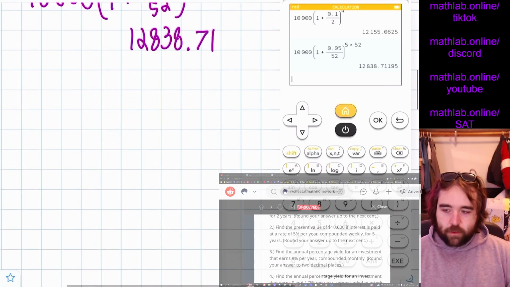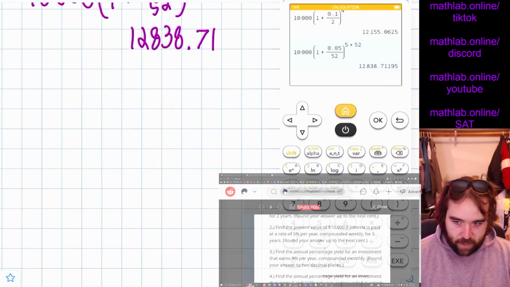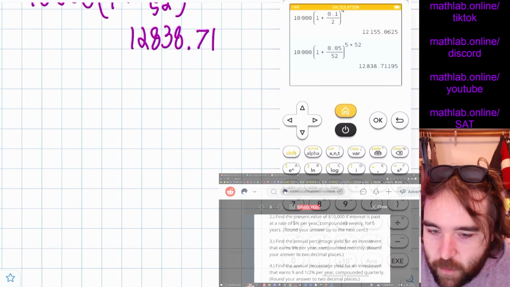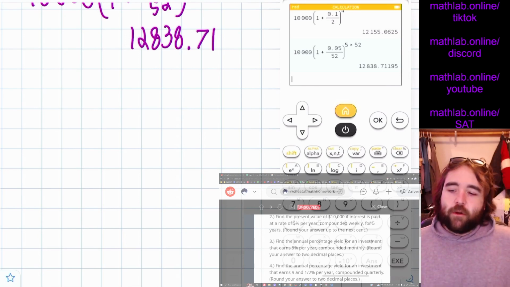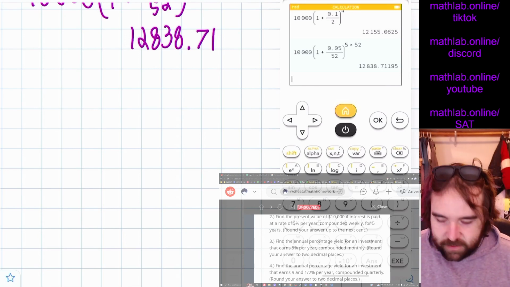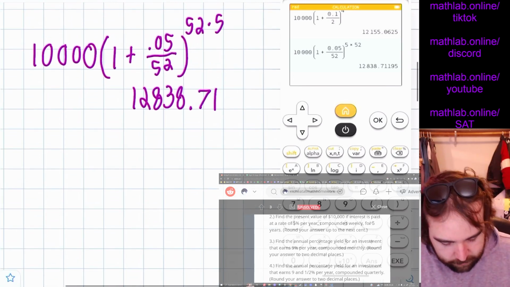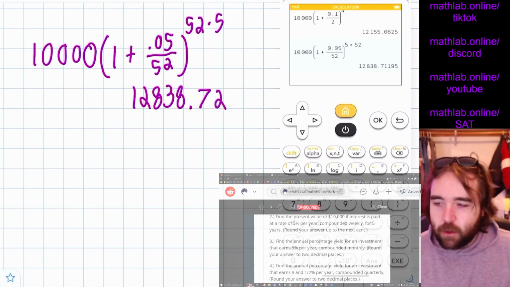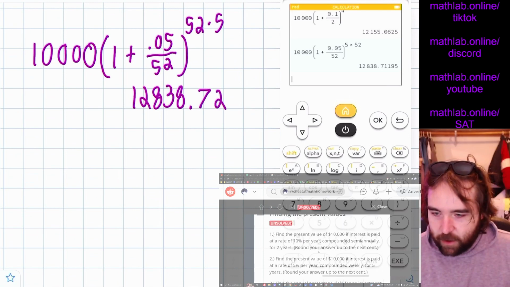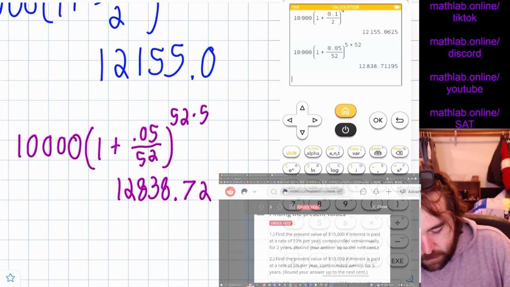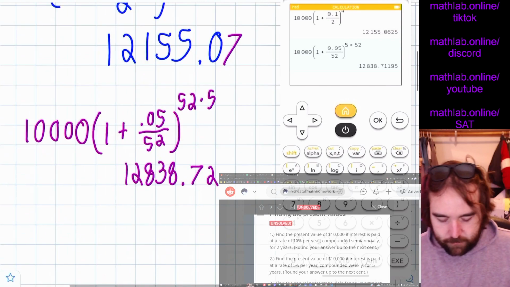Okay, so what's the next problem? Find the annual percentage yield for an investment that earns 9% per year compounded monthly. Round up to the next cent. Hold on, let's make sure we're being accurate here with our answers. So we're not rounding, round up to the next cent.